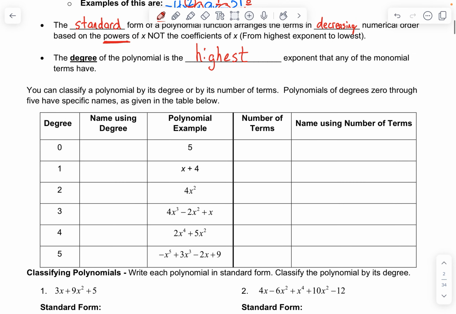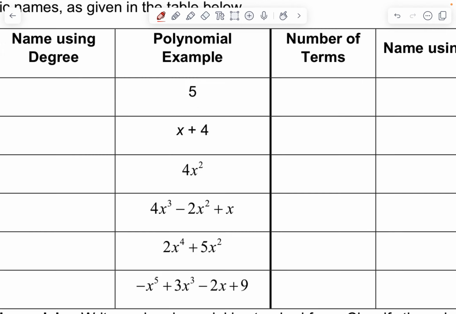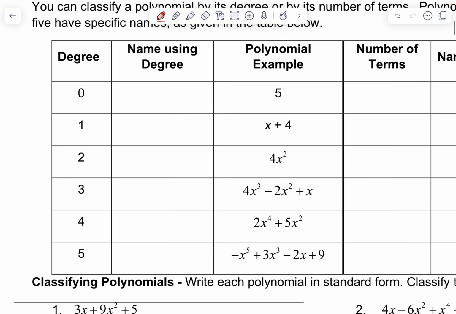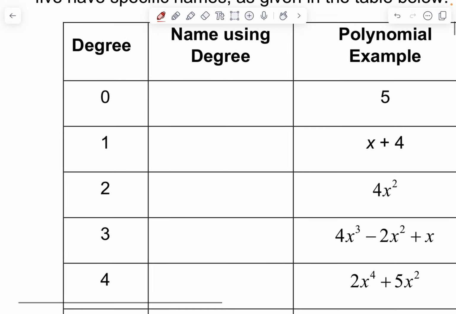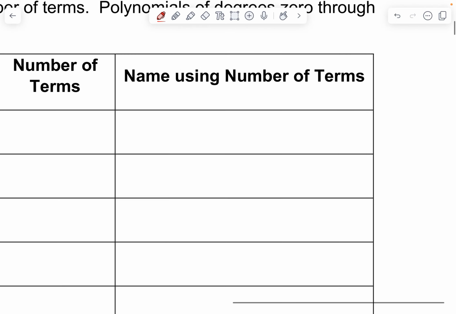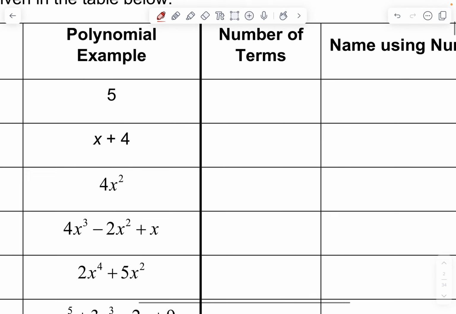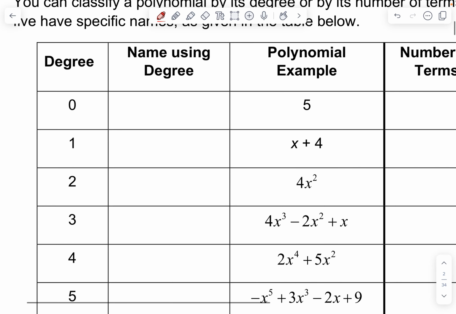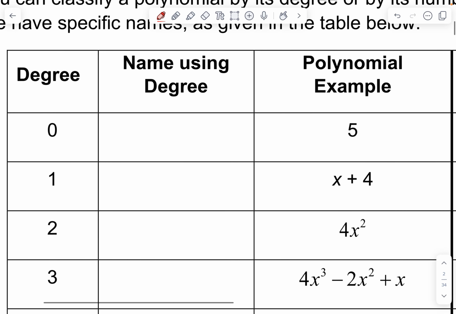So for this classifying polynomials section, we are looking at the same examples in the middle here. And we have two different parts. On the left side over here, we're going to classify by degree. And on the right side over here, we're going to classify by number of terms. So we are going to think about this separately, but using the same examples that are right here in the middle. So let's start off with degree.